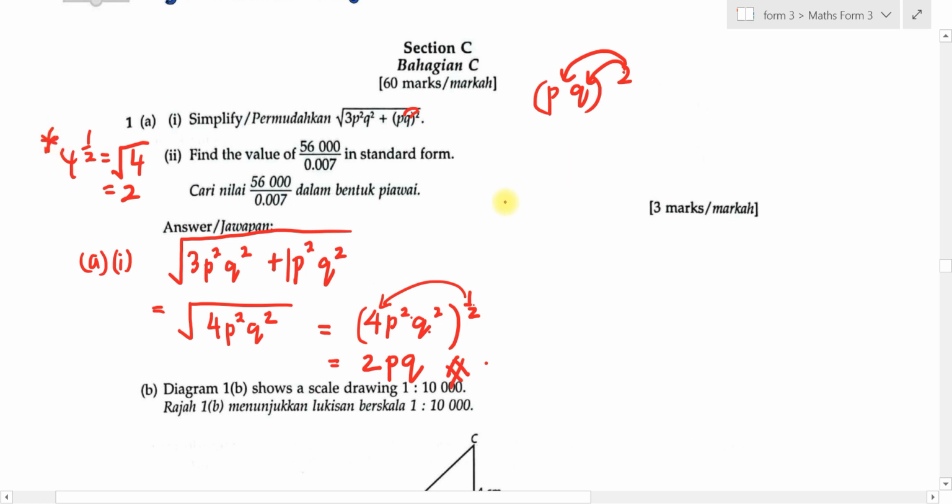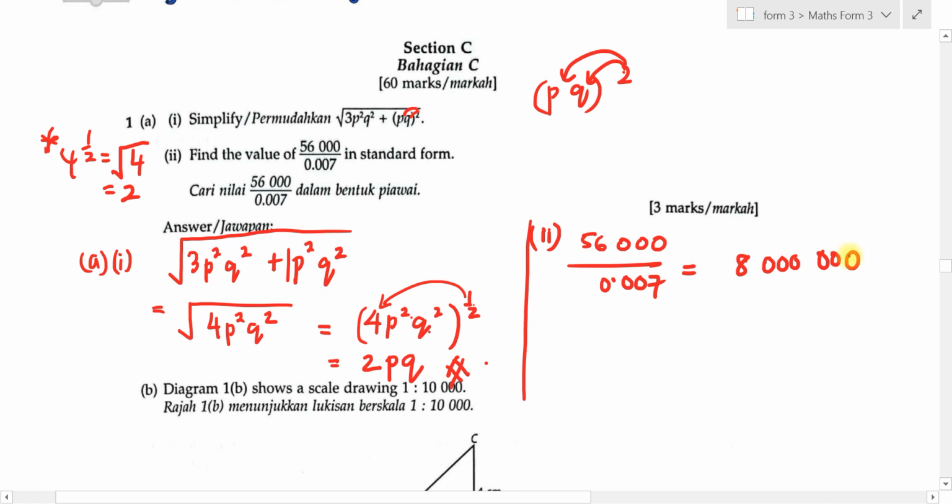And then second question, find the value of 56,000 divided by 0.007 in standard form. Okay, doesn't matter. I just try to key in inside the calculator what I get. Let me see, 0.007. Okay, if I do this, I'm getting 8 million, is it? Okay, I'm getting 8 million.